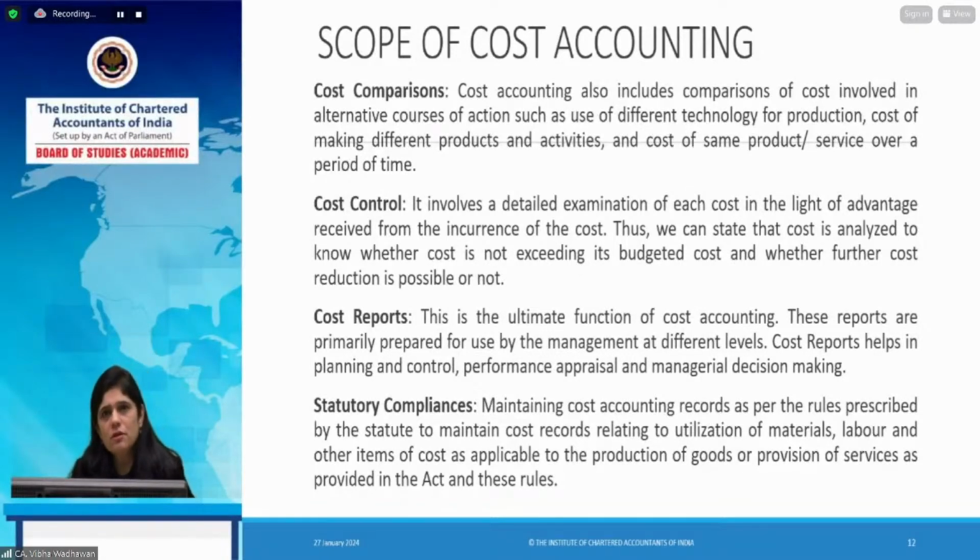a way to control and to achieve the objectives of the management. Statutory compliances: cost reporting is like internal presentation of information for the requirements of the management. But there are certain statutory compliances also, where you have to make certain reports as per the law, the statute, and the cost accounting principles and rules. So maintaining cost records as prescribed by law, relating to utilization of material, labor or other items. We have to follow that under cost and management accounting, over and above the reports for the management. So this is the scope of cost accounting.